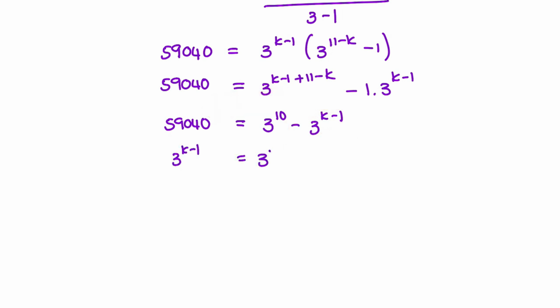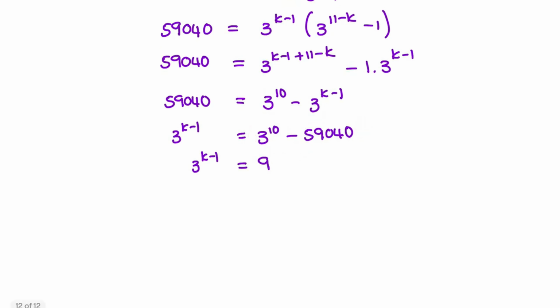And I have 3 to the power of 10, and I subtract 59,040 from that. And when I use my calculator, I get 3 to the power of 10 minus 59,040 is equal to 9. And now it's pretty simple. I can rewrite 9 as 3 to the power of 2, and I have 3 to the power of k minus 1 on the left. So therefore, k minus 1 is equal to 2, and therefore k would be equal to 3.